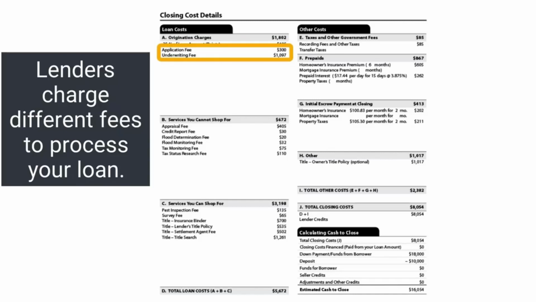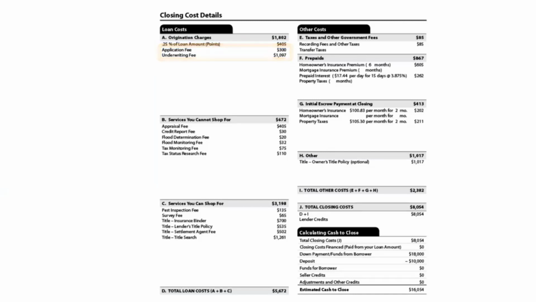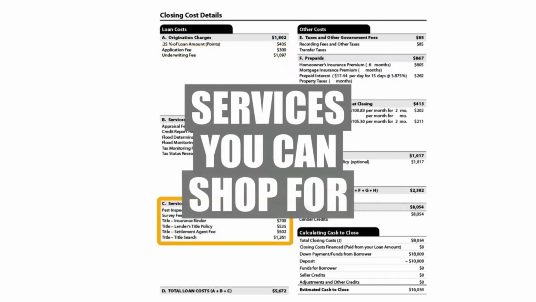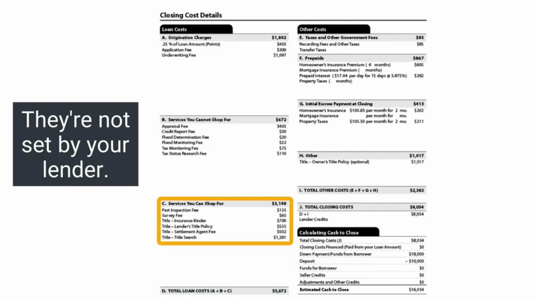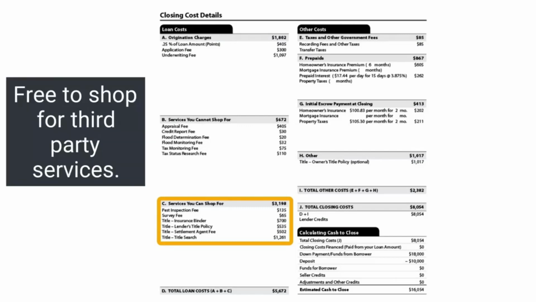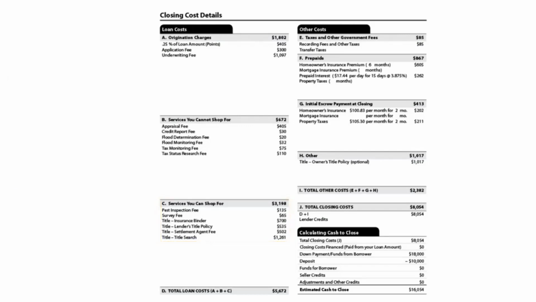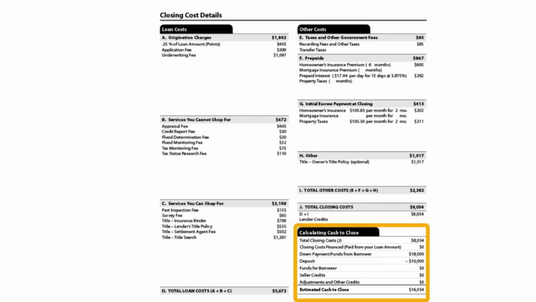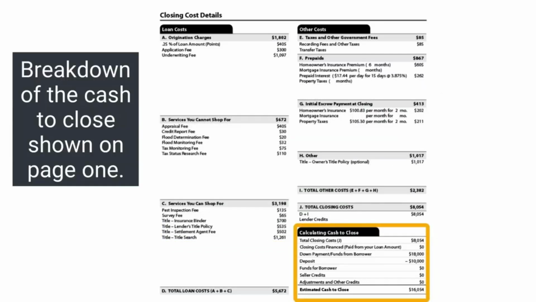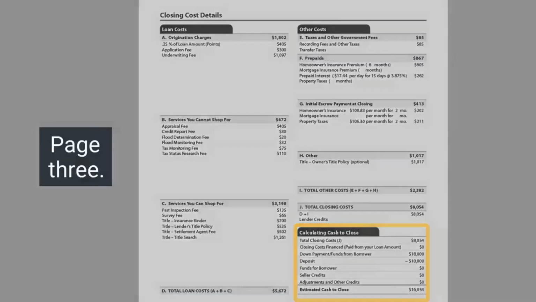Lenders all charge different fees to process your loan, so you'll want to look at that. Services you can shop for. These are third-party services. They are not set by your lender, but you're free to shop for third-party providers. Calculating cash to close. This box shows you a breakdown of the cash to close shown on page 1. Finally, let's look at page 3 of the loan estimate.